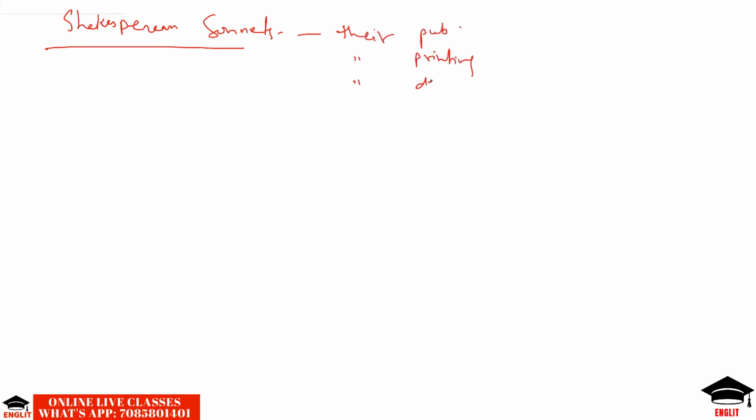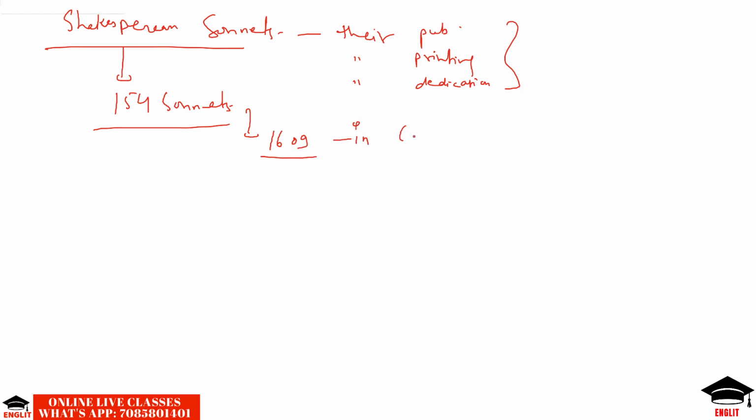Now let's discuss the dedication and printing of these Shakespearean sonnets, their publication. As we know, he wrote 154 sonnets, and for the first time they were published in 1609 in quarto. You can refer to my previous video, where I told about quarto and folio. A quarto was a printer's sheet folded twice.